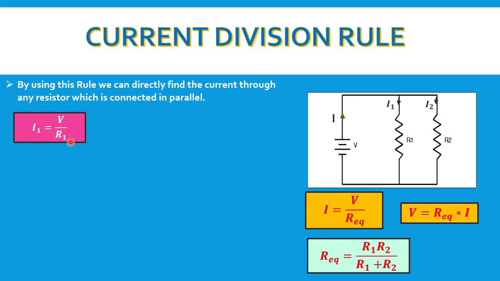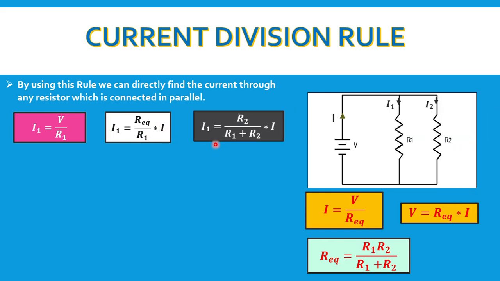Now I1 equals R equivalent into I upon R1. I have replaced the value of V by R equivalent into I, since we found that V equals R equivalent into I. So we get the value of I1 as R equivalent upon R1 into I. Then I1 equals R2 upon R1 plus R2 into I.